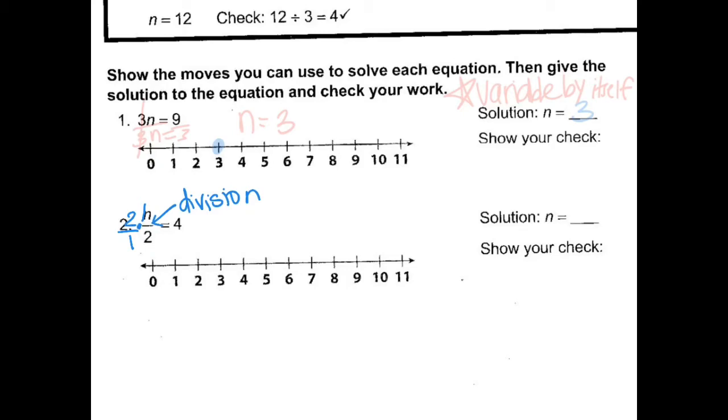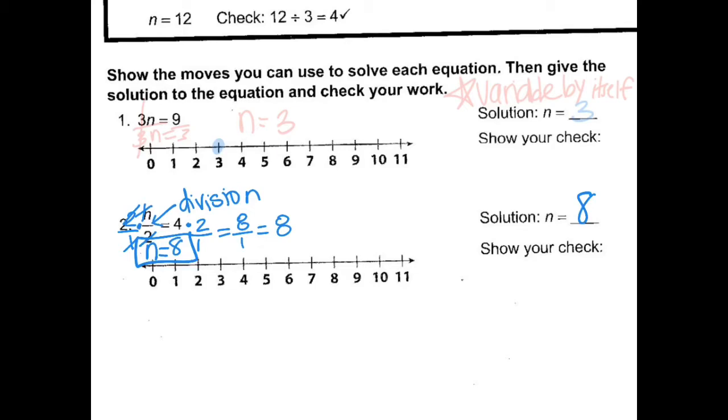So now that I know this info, I could cross cancel my 2's and I could cross cancel my 1's. So on my left side, I'm left with just n. Whatever I do to the left side of the equation, I have to do to the right side. So I'm going to multiply by 2 over 1, which is the same thing as whole number 2. Multiply straight across the top and the bottom. 4 times 2 is 8 over 1, which gives us the whole number 8. So n equals 8. I'm going to write that under my solution.